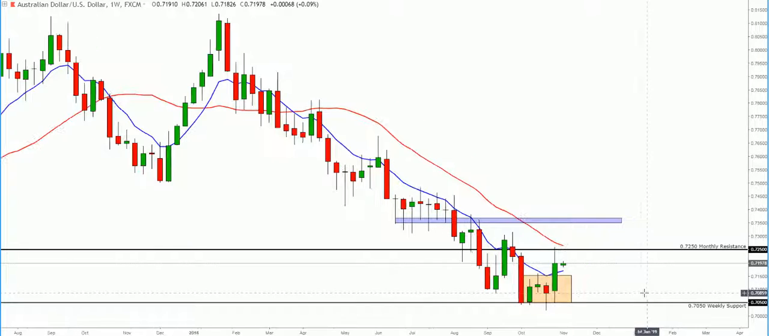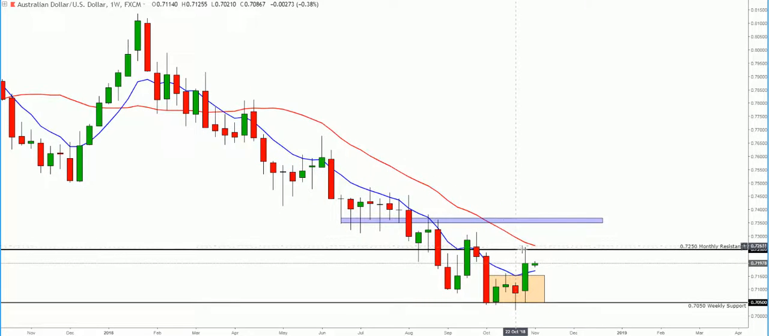However, last week we did find support off the 0.7050 level as expected, and we exploded through that exponential moving average all the way up to that 0.7250 major resistance level. After meeting that, coming just shy of the simple moving average, price did pull back slightly, but still closed above the exponential moving average.